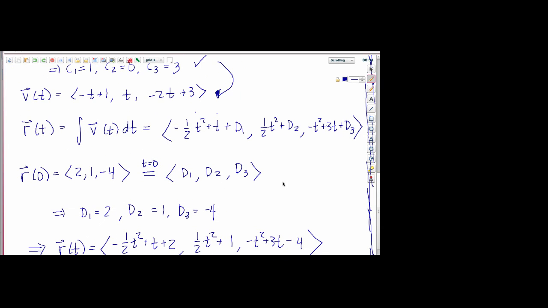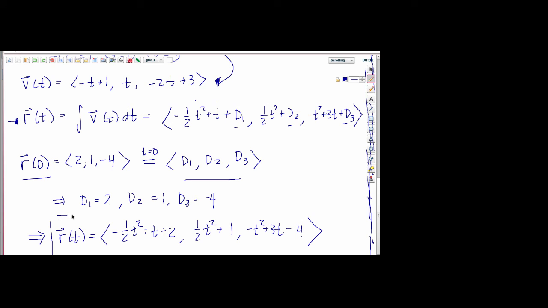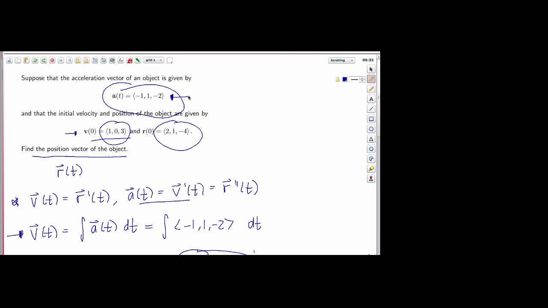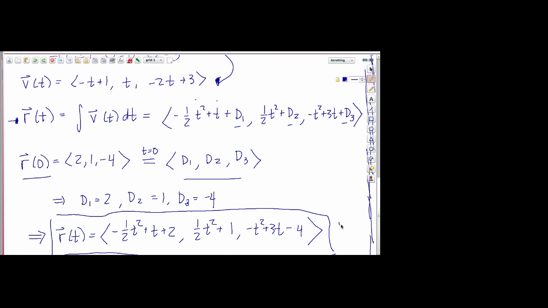We then did the same procedure. We said, well, velocity is the derivative of position, so position is the integral of velocity, so we integrated our velocity vector. Again, we got arbitrary constants from the indefinite integral, used our initial position to find the values of those arbitrary constants, which in the end gave us our final position vector as a vector function of time. Now you can check, so actually plug in, make sure that your acceleration vector is <-1, 1, -2>, and matches your initial position and velocity. So you can check that this position vector actually satisfies the conditions given in the problem.